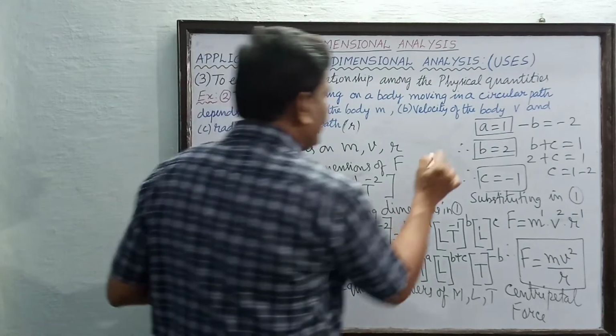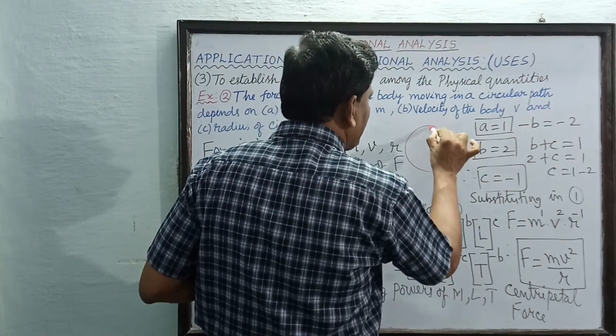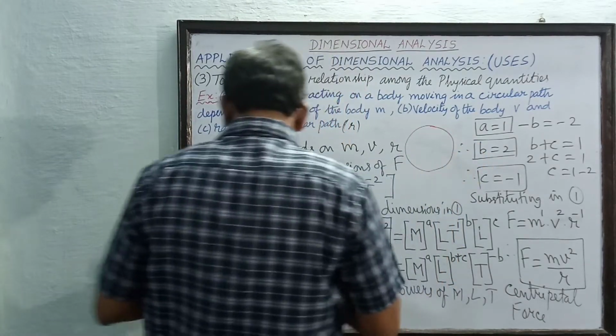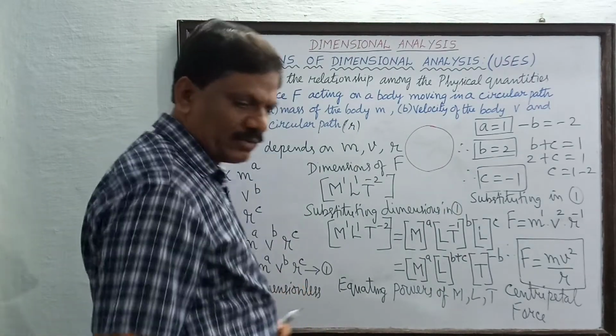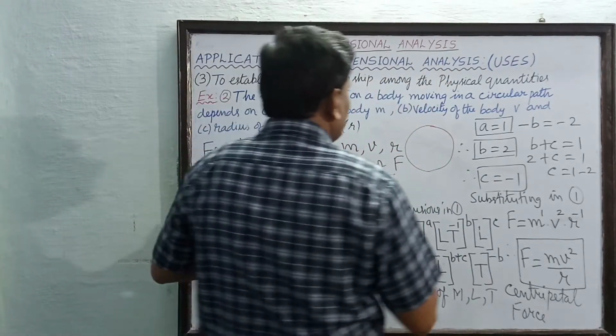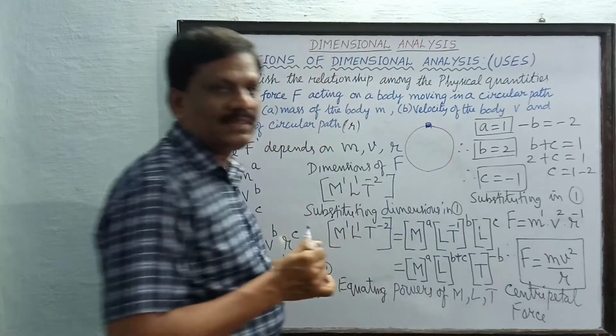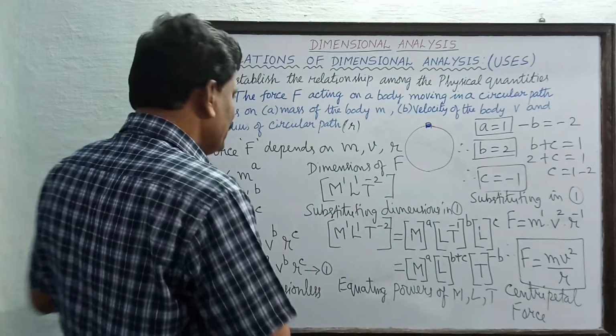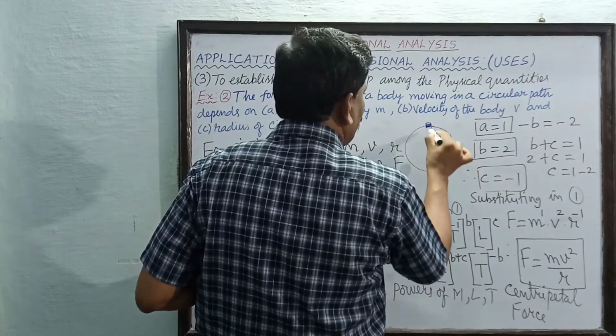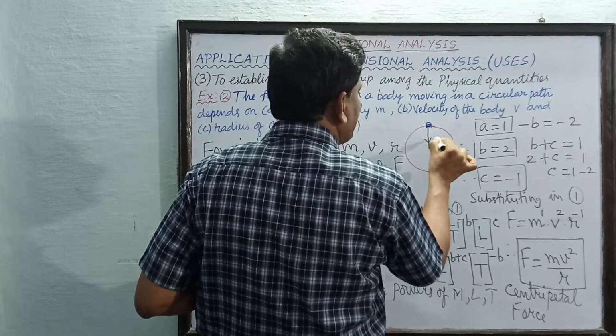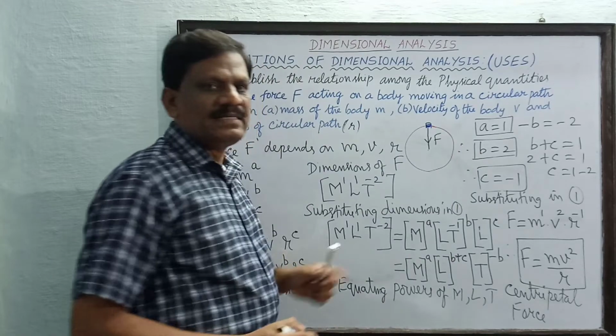So I will again show a simple diagram for your understanding. This is a circular path, and in the circular path an object is revolving. Say, for example, this is a satellite revolving around the earth. So the force is acting towards the center. This is the force, the centripetal force.